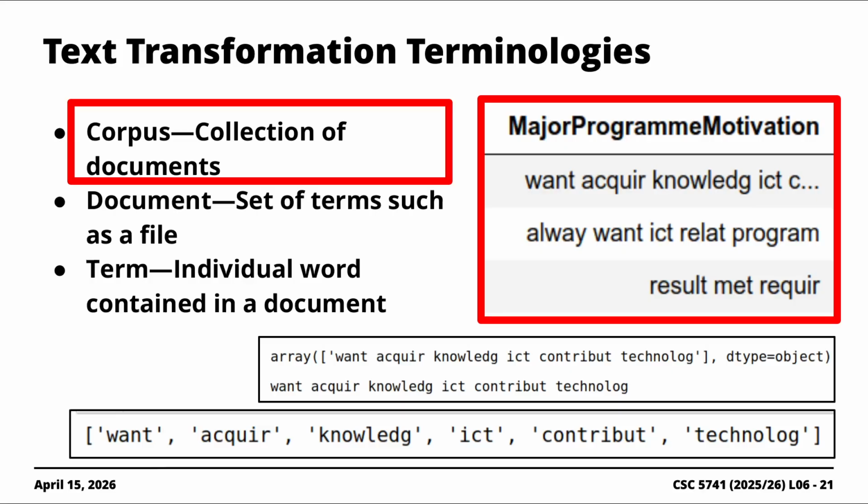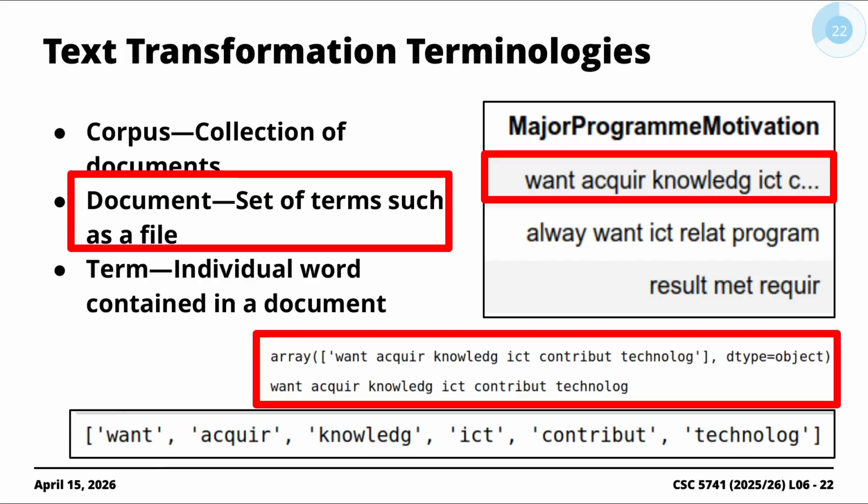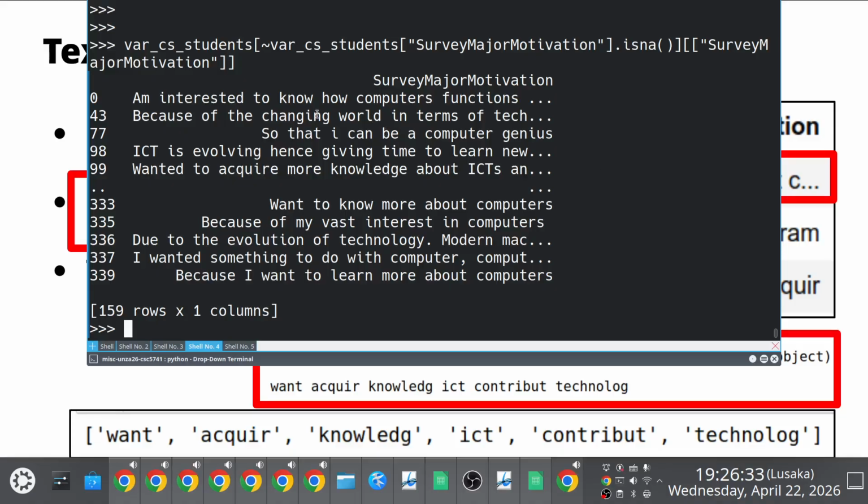In my corpus, I have documents, right? The values associated with each observation. Document, document, document, document, document.